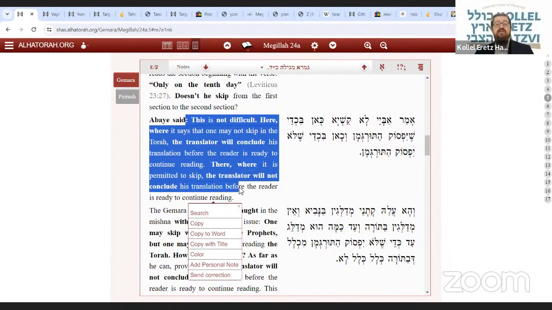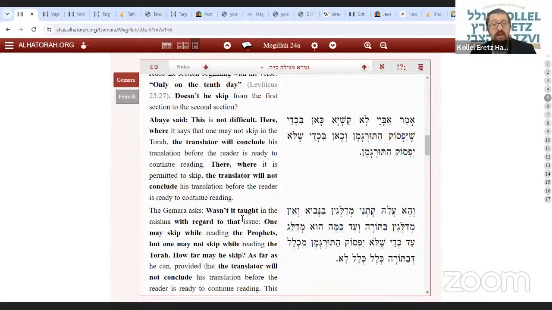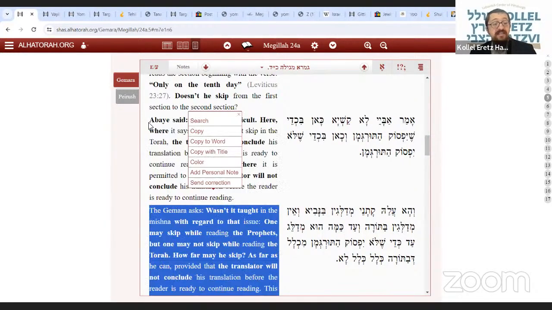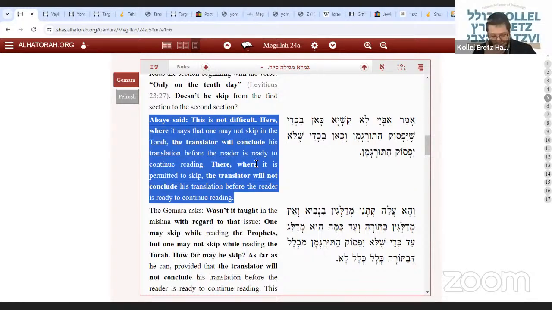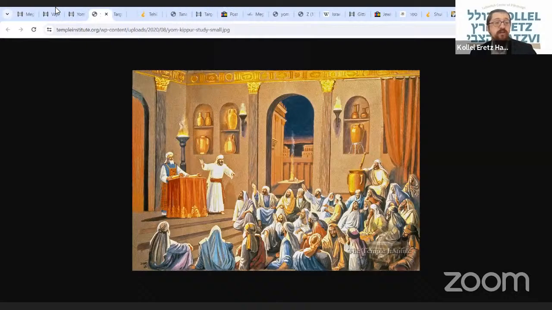When is a person not allowed to skip around in the Torah when he's reading the Torah? This is when he is making an interruption. Because if you're moving the Torah from place to place, you have to roll it. It's going to take time. But when the Kohen Gadol on Yom Kippur was reading the Torah in the Beis Hamikdash, he went from chapter 16 to chapter 23. It's only a few columns in the Torah.